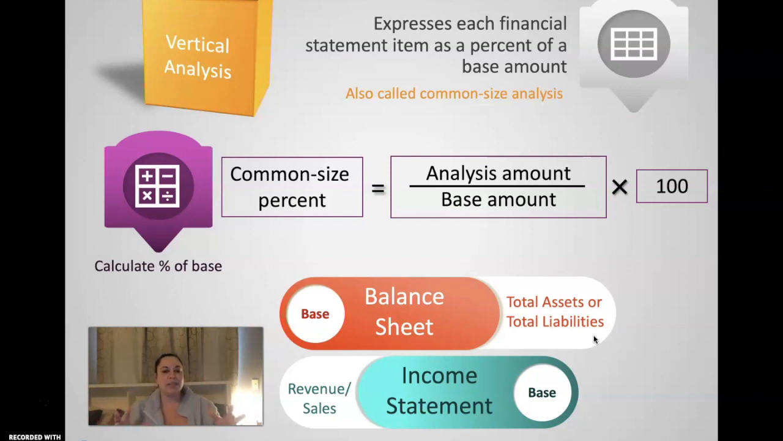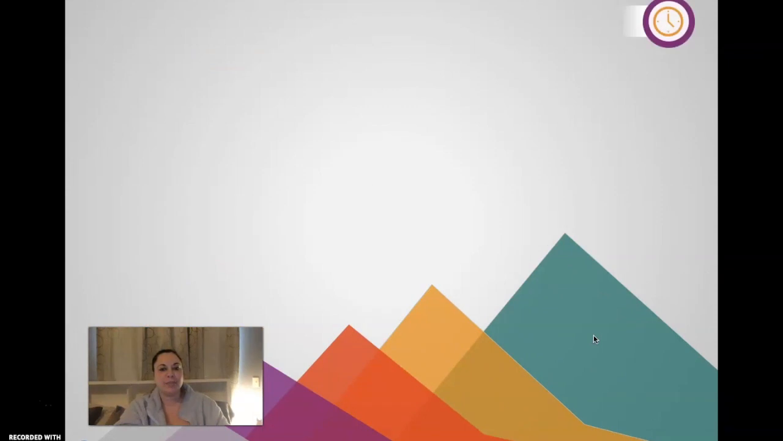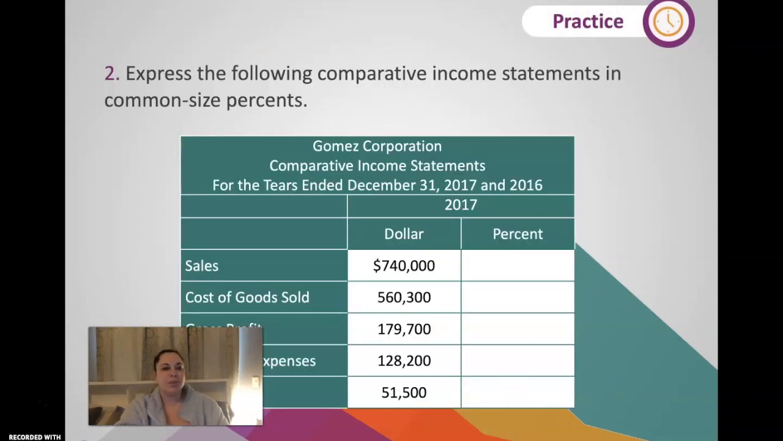When looking at an income statement, we're going to be looking at your total sales, and where did that all go? Which expenses were the highest? How much did I get to keep as my net income based on what my total sales are? So this is a really good indicator as well of how a company is doing. So we're going to go to the next practice problem. This is number 2 on the classwork page.